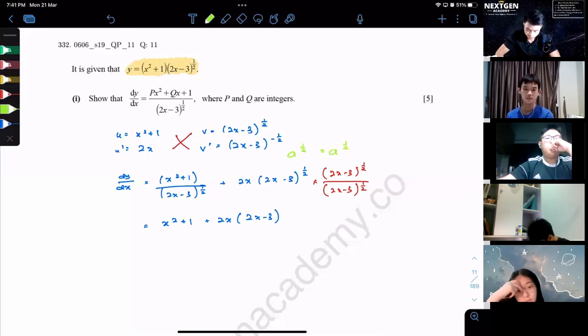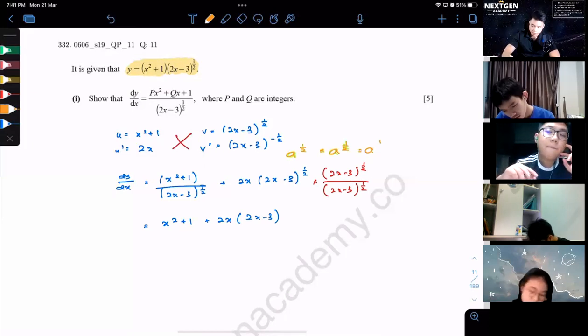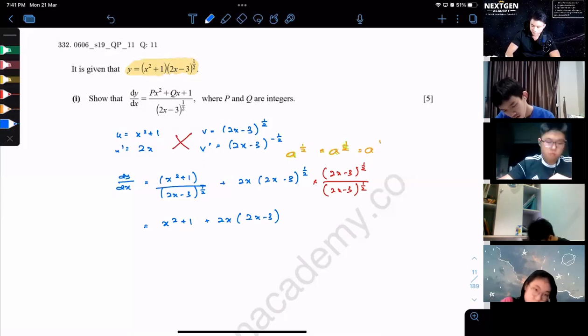Okay, you can see it's so bright on this. Okay, a to the power of half times a to the power of half, you will get a to the power of 1. Okay, so that's how I get it to become just 2x minus 3.